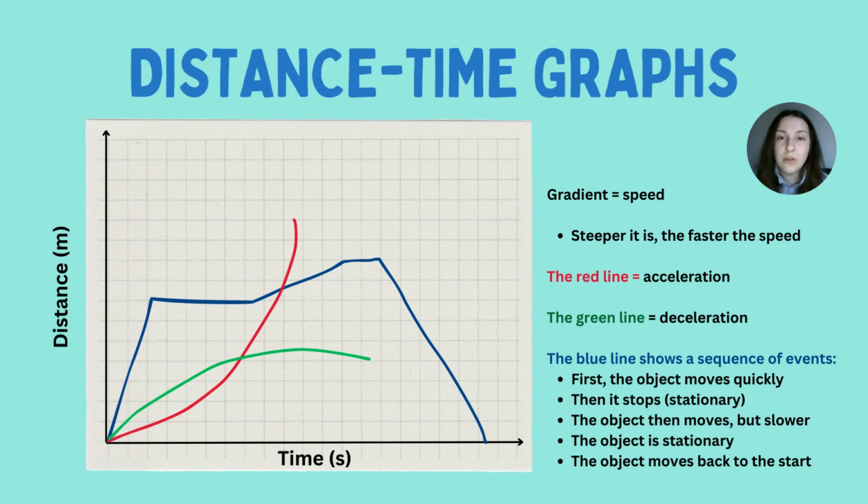That word stationary is a really key idea that you need to be aware of. Then the object starts to move again, but this time the gradient is less steep, so it moves slower. And then it's stationary again for a shorter period of time. And then as you see, the line goes back down to the start, and that tells you, because it's gone from a certain distance back to 0, the object has actually moved back to the beginning. And those are some of the key ideas for this particular type of graph.